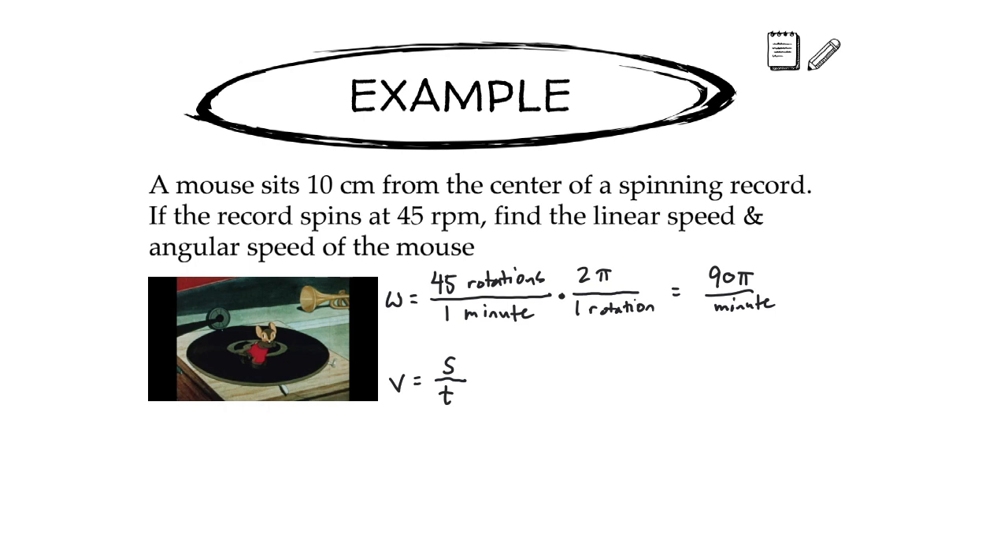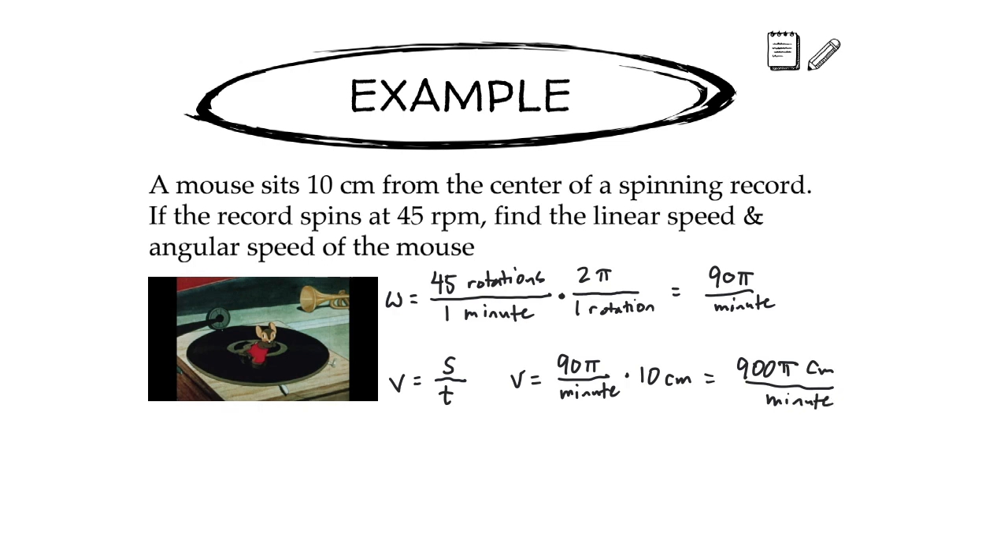Well, you'll see that this is just a matter of taking our 90 pi radians per minute and multiplying by the radius, since s is r theta. And we end up with 900 pi centimeters per minute.